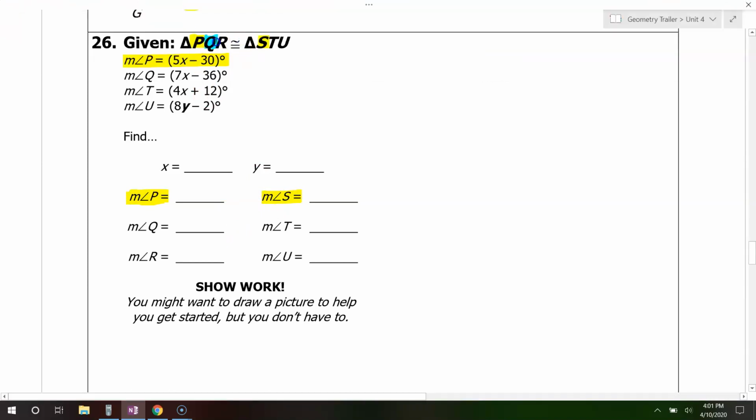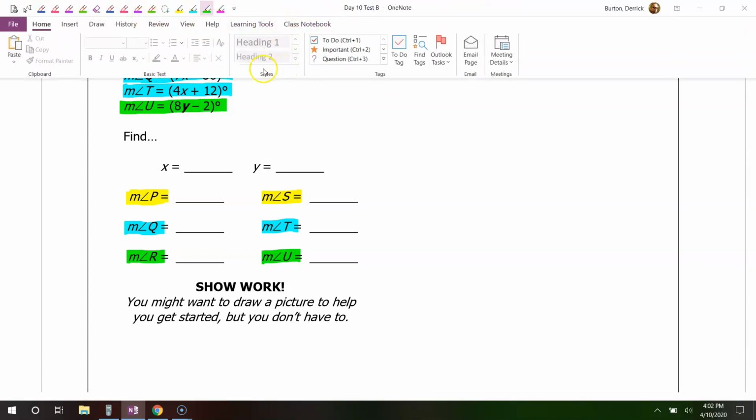Now angle Q is congruent to angle T. So here's Q and here's T. All right, those are both congruent, so I marked them both blue. Finally, angle R is congruent to angle U. Well, here's angle U, and angle R is congruent to angle U. All right, let's use this color coding system to figure some things out.